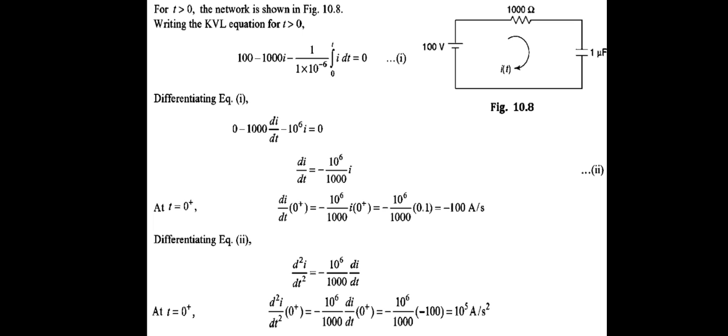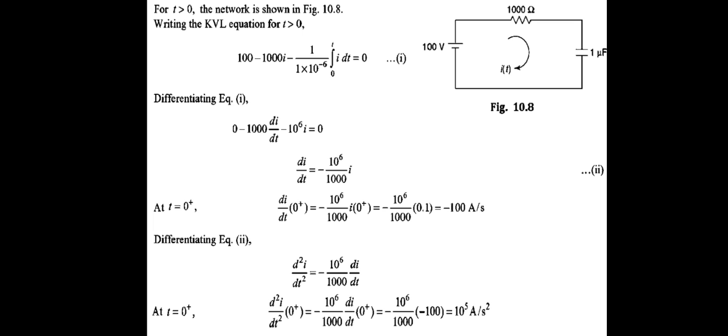Again rewriting this equation at t equal to 0 plus, dI by dt of 0 plus is equal to minus 10 power 6 by 1000 into I of 0 plus. I of 0 plus we already got as 0.1 ampere, which should be multiplied. So minus 10 power 6 by 1000 into 0.1 is equal to minus 100 amperes per second. Then differentiating equation 2, dI by dt equal to minus 10 power 6 by 1000 into I, with respect to t again, we will get the value of d square I by dt square.